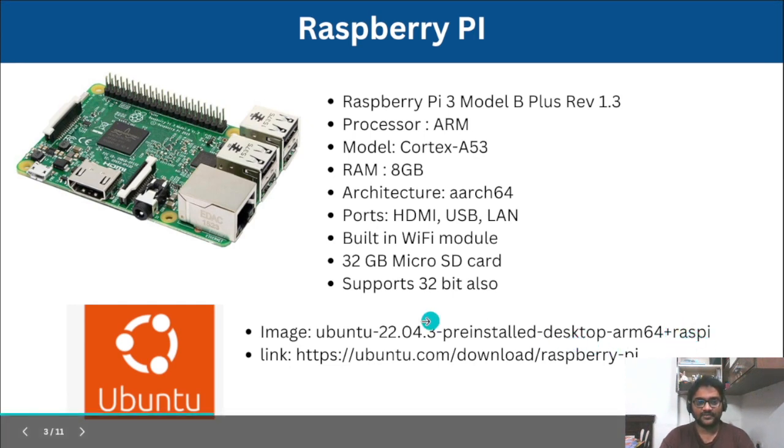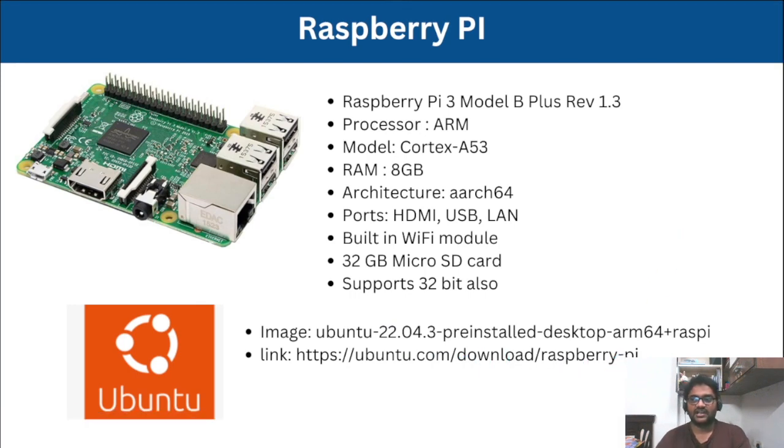And also we will be flashing the Ubuntu desktop image, which is compatible with ARM64 and Raspberry Pi. This particular image I have downloaded from the link mentioned here. So I downloaded it, we have flashed it, and then we have gone through the next steps. Okay, we'll go through that one by one.